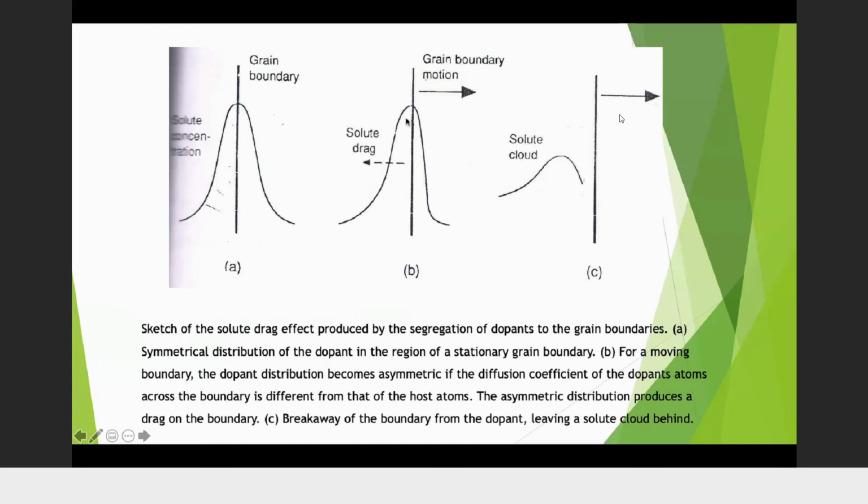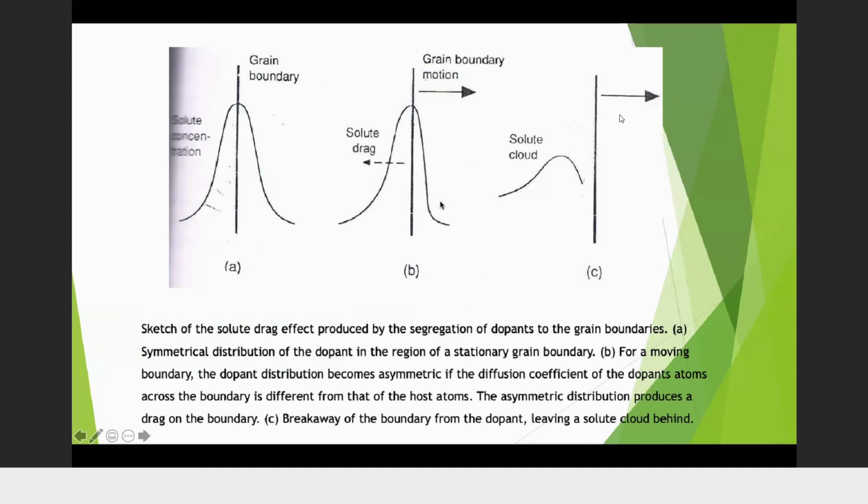So here we have the symmetrical distribution of the dopant in the region of a stationary grain boundary. In here, the grain boundaries are not moving. For a moving boundary, the dopant distribution becomes asymmetric, okay? This one starts to move, so this will become asymmetric. This is the solute dopant distribution.